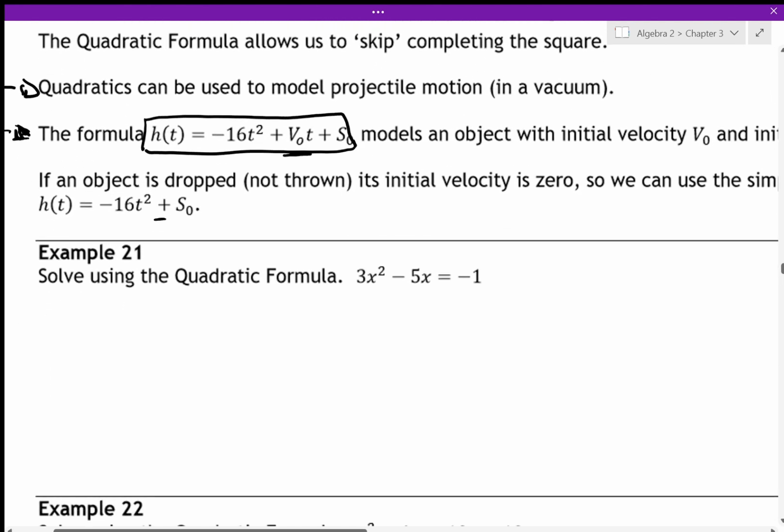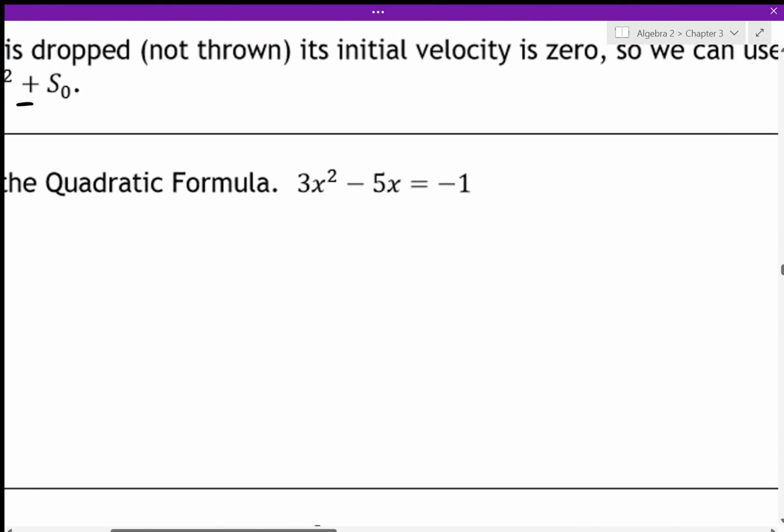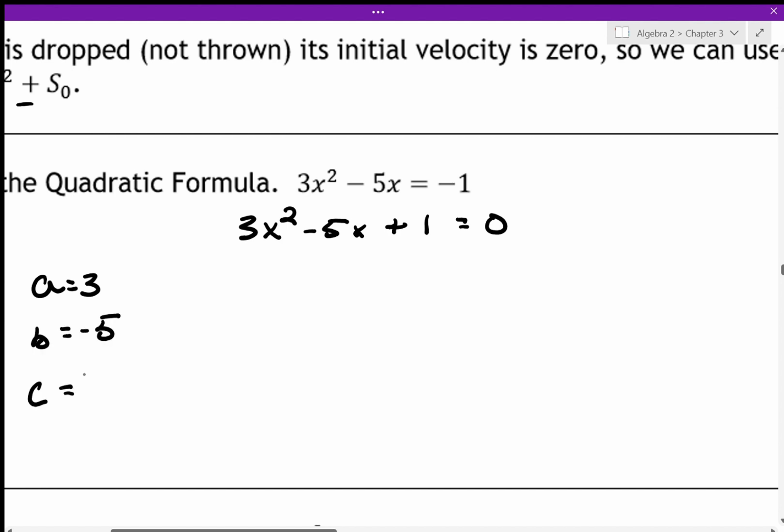21, we want to solve using the quadratic formula. First off, we look back up, and for the quadratic formula, we have to have them equal 0. So I'm going to add this 1 over. We're going to have 3x squared minus 5x plus 1 equals 0. Now we'll have a equals 3, b equals -5, and c equals 1.